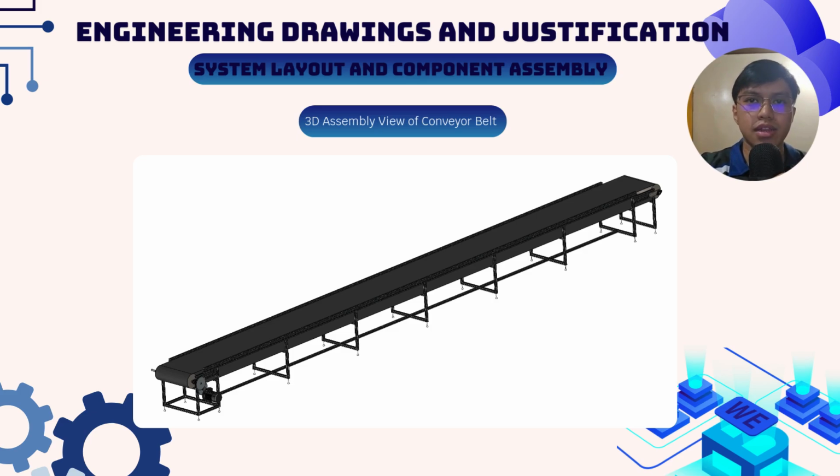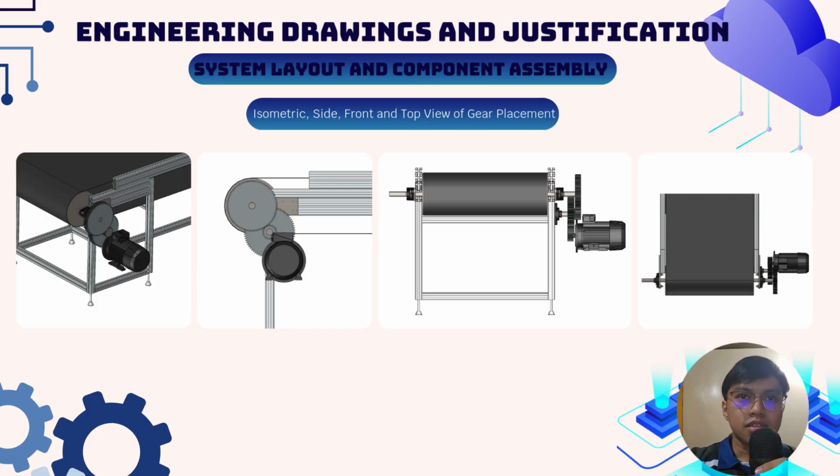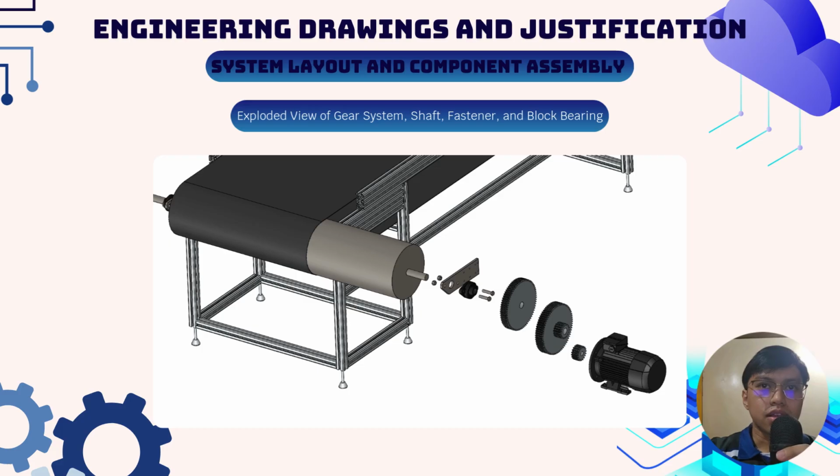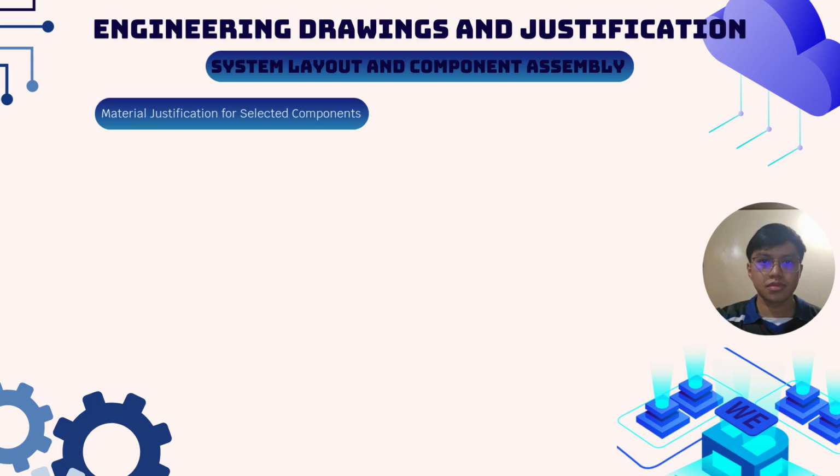Hello, my name is Bredley Dexter Anthony, and now I'm going to present the part engineering drawings and justification. So here are the system layout and the component assembly. The first picture is the 3D assembly view of the conveyor belt. Next is the isometric, the side, the front, and the top view of the gear placement. And next is the exploded view of the gear system, the shaft, the fastener, and the block bearing.